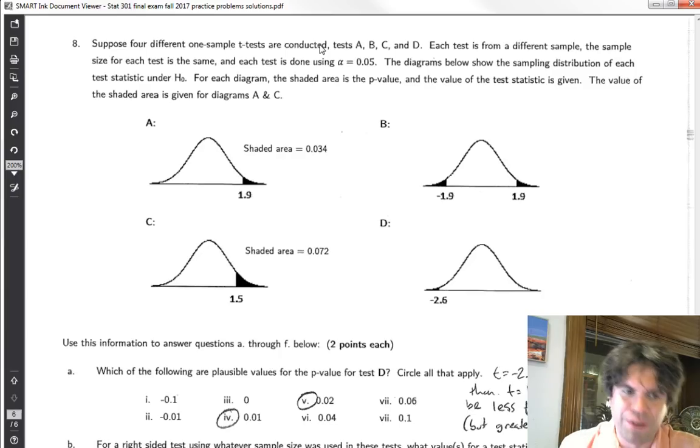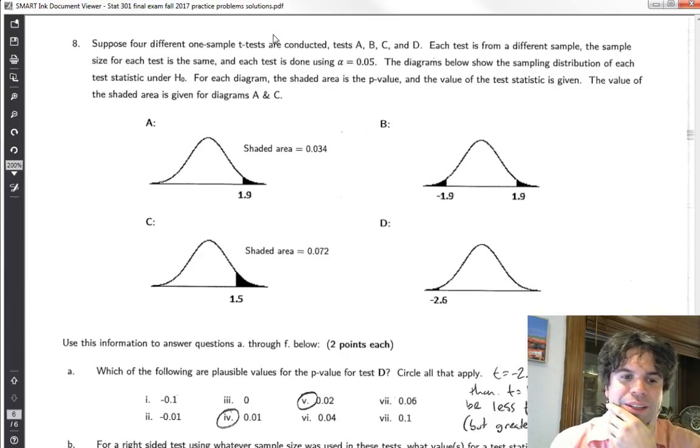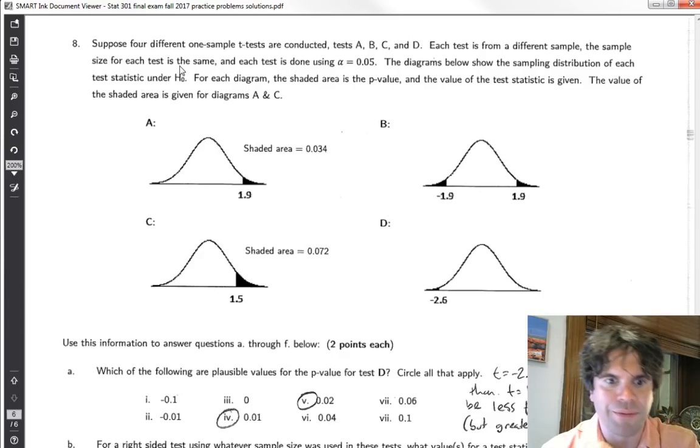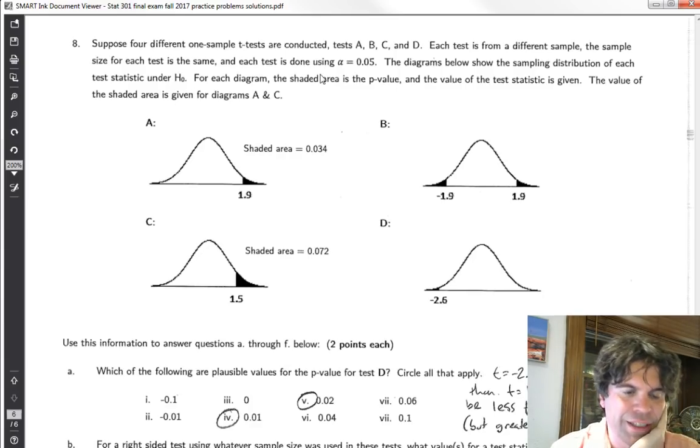The diagrams below, by the way, the only reason I mentioned the sample size being the same is because these are t-tests, and degrees of freedom depends on sample size. So this is just saying the degrees of freedom would be the same for all of these. The diagrams below show the sampling distribution of each test statistic under the null hypothesis. For each diagram, the shaded area is the p-value.